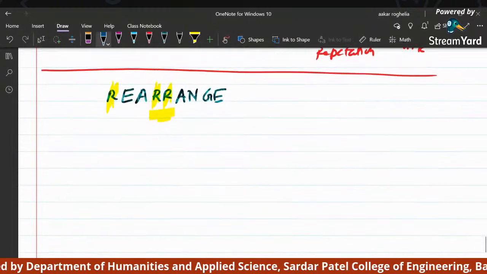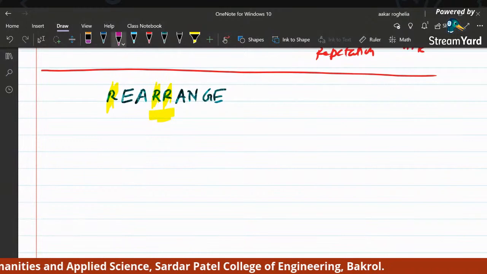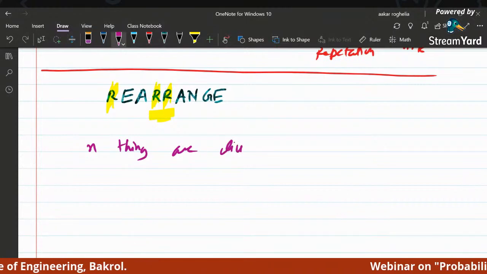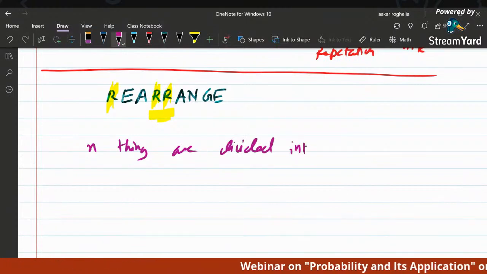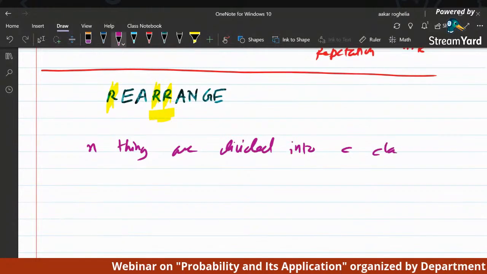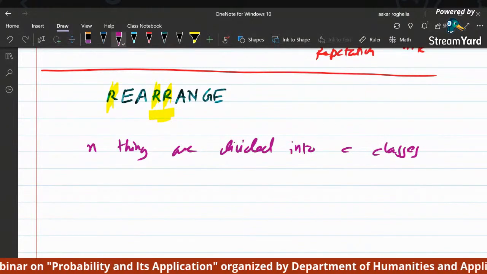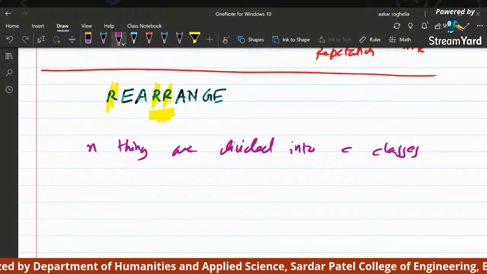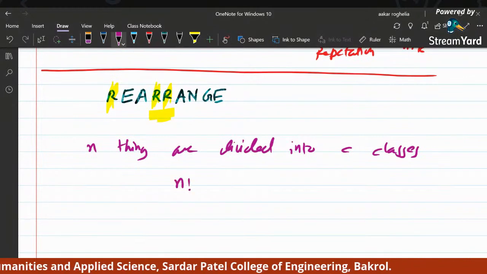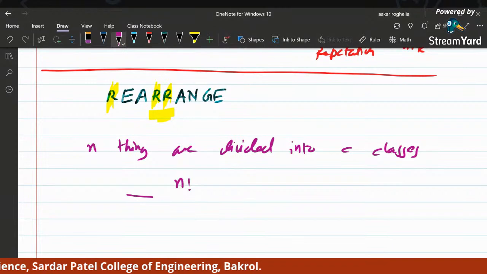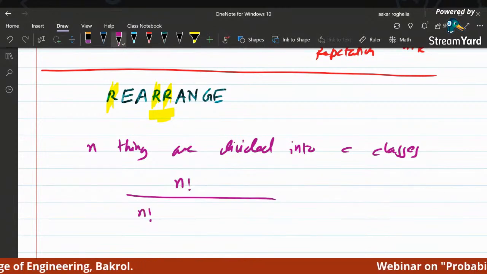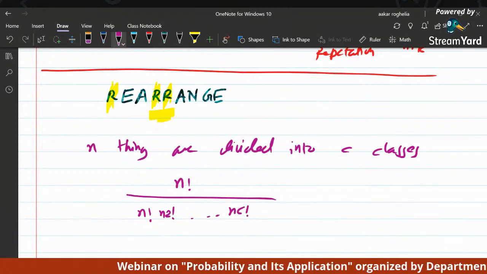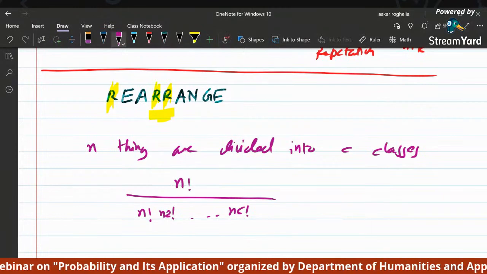For that also we have a result, and that result says that if n things are divided into C classes, so that in every class you have the same things, then the total number of permutations will be n factorial. But since you replace like RR, you have to divide by something. And that is n1 factorial, n2 factorial, nc factorial. Like in this case, rearrange.